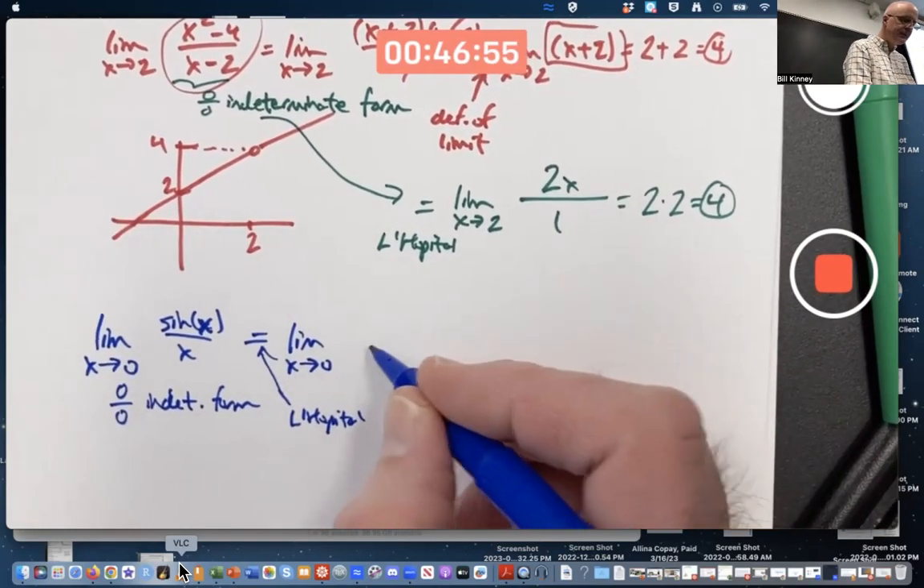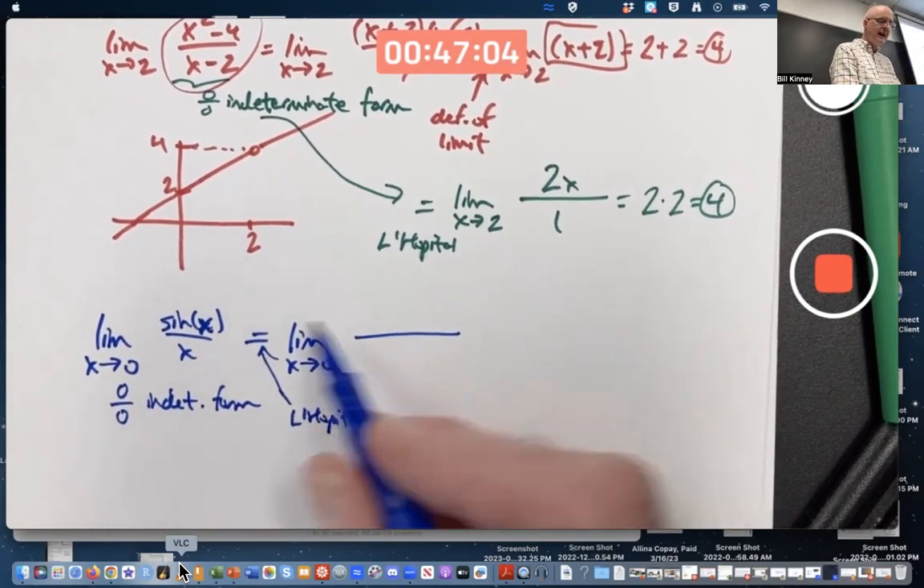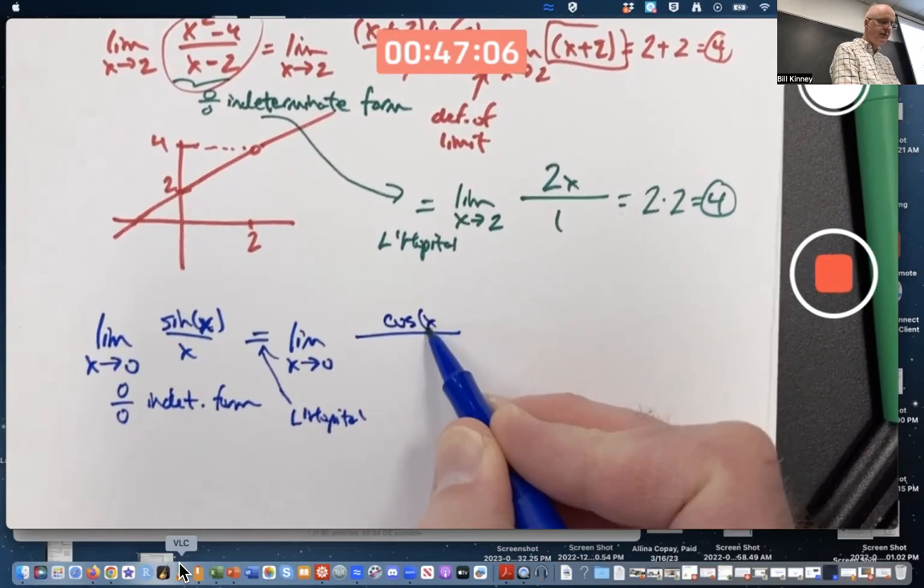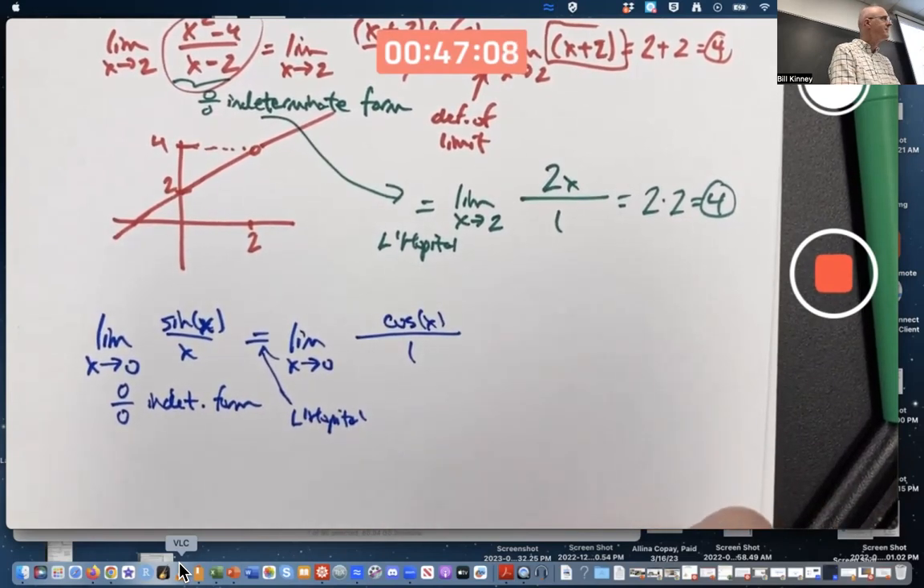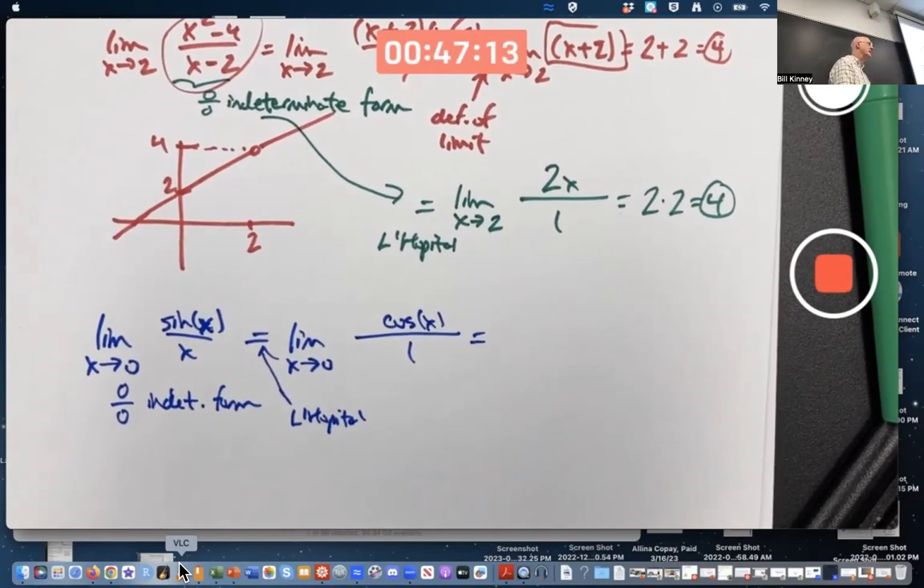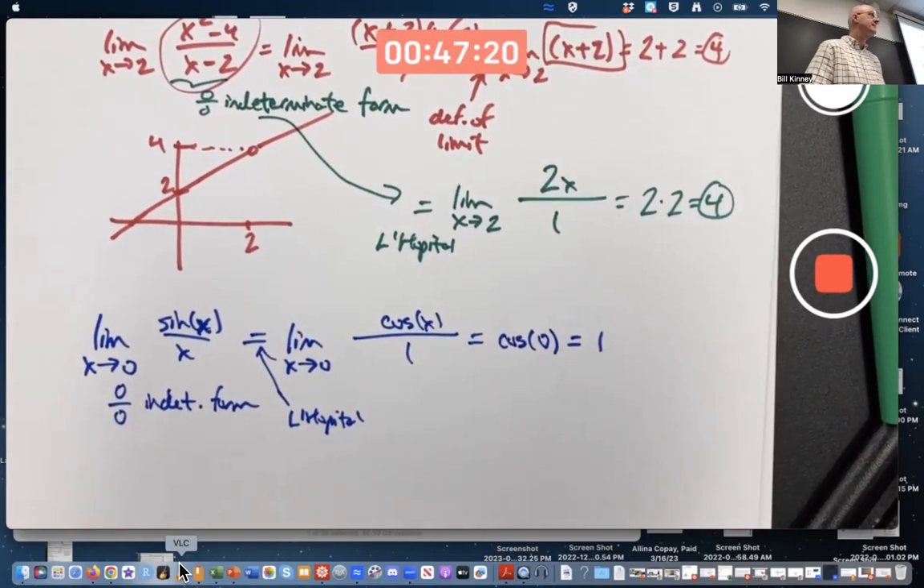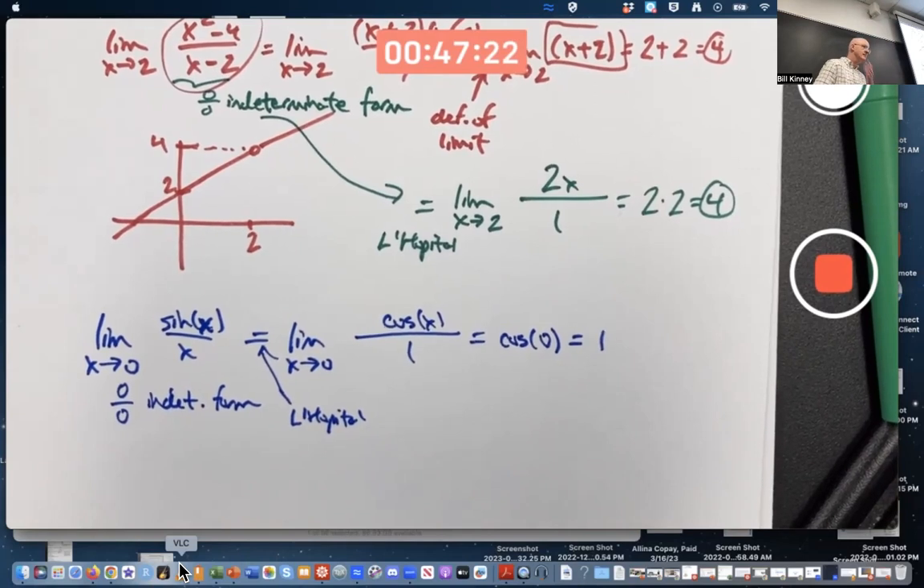Take the derivative of the top and the bottom individually and make a new fraction with those derivatives. Not the quotient rule, not low d high minus high d low over the square of what's below. The derivative of sine of x is cosine of x. The derivative of x is 1. That new limit is easy to evaluate. It's a continuous function of x. The answer is cosine of 0, which we know is 1. Therefore, the original limit exists and also equals 1.